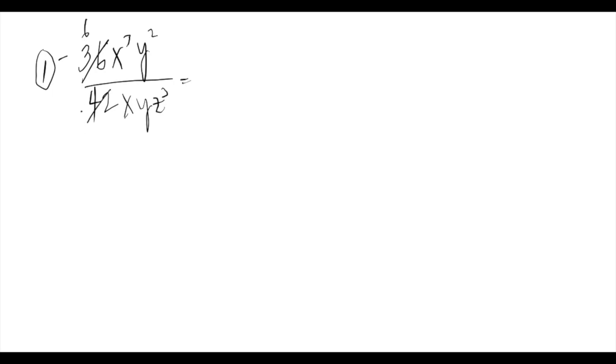For number 1, we have negative 36 x cubed y squared over 42xyz cubed. Don't forget na may negative dyan. Itong 36 and 42, parehong divisible by 6. 36 divided by 6 is 6. Itong 42 divided by 6 is 7. So meron tayong negative 6 and 7. X cubed over x, may iwan x squared sa taas. Y squared over y, may iwan y sa taas. And itong z cubed. Okay?